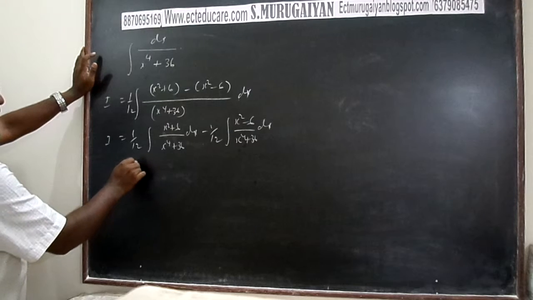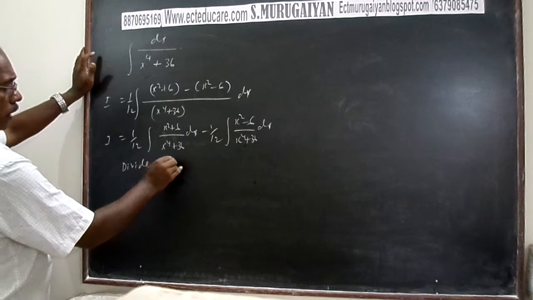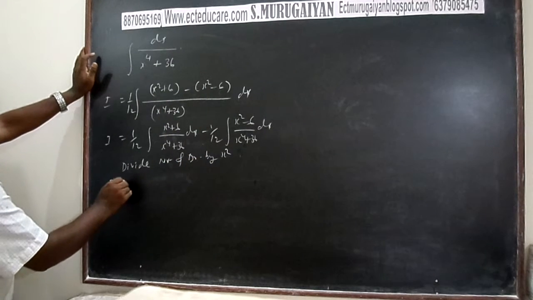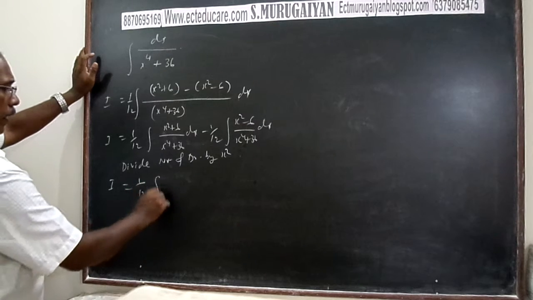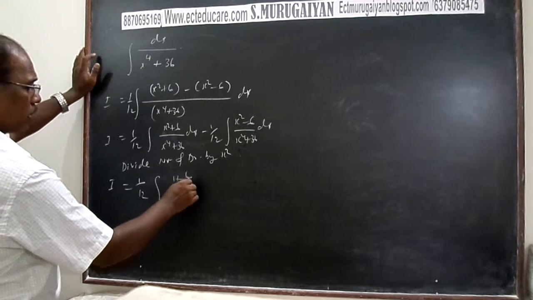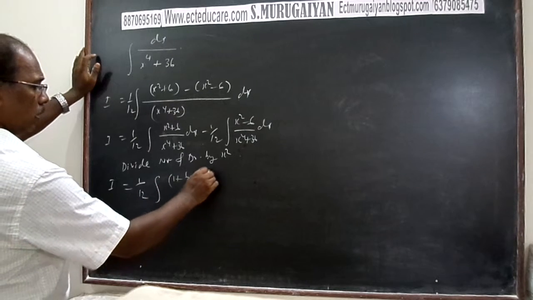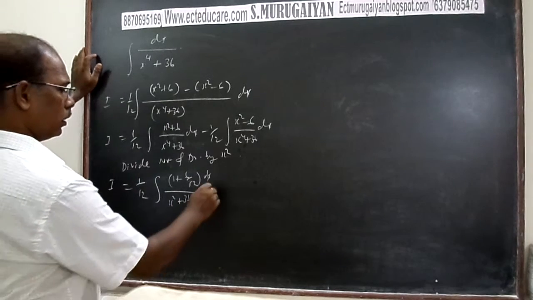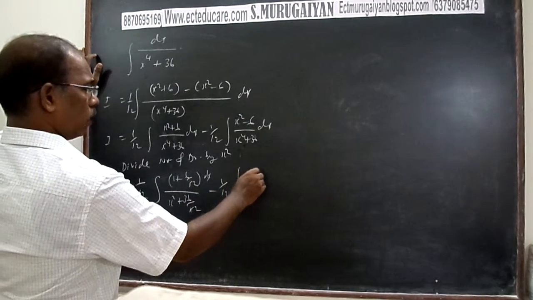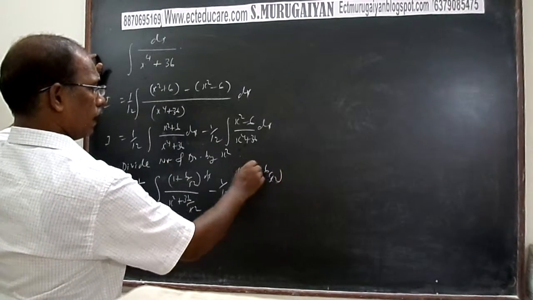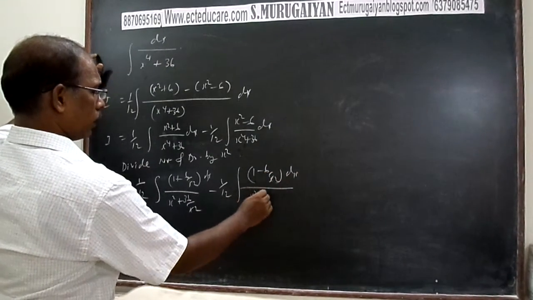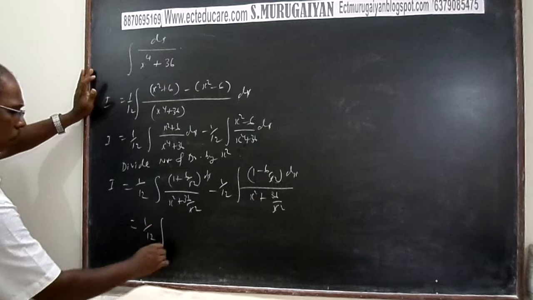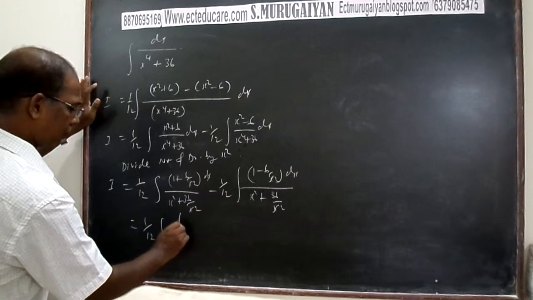Then, as in the standard form, divide numerator and denominator by which term? x square. So after dividing every term, numerator and denominator by x square, we get 1 plus 6 by x square dx, denominator x square plus 36 by x square. This is I1, minus 1 by 12 integral of 1 minus 6 by x square dx, the denominator x square plus 36 by x square.